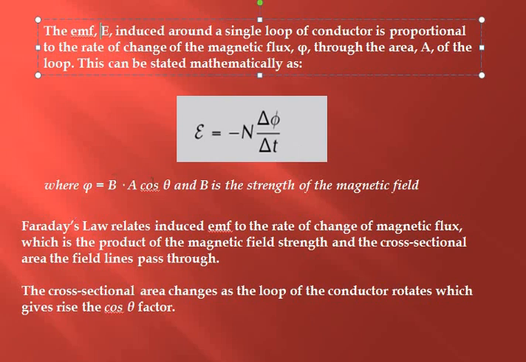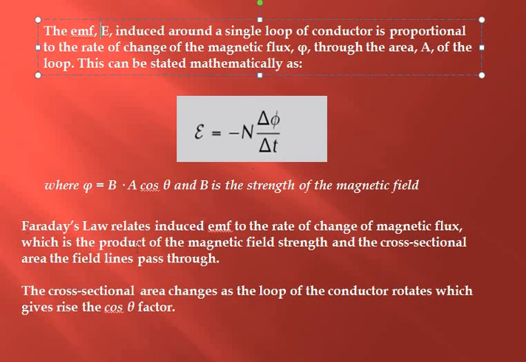What is A? A is the area, and B is the strength of the magnetic field. So you actually see that phi is the strength of the magnetic field multiplied by the area. Because the area is changing, that's where the cos theta comes in. So you find that when the coil is perpendicular to the magnetic field, our cos theta becomes 0. That's how we actually get our maximum amount of electromotive force.